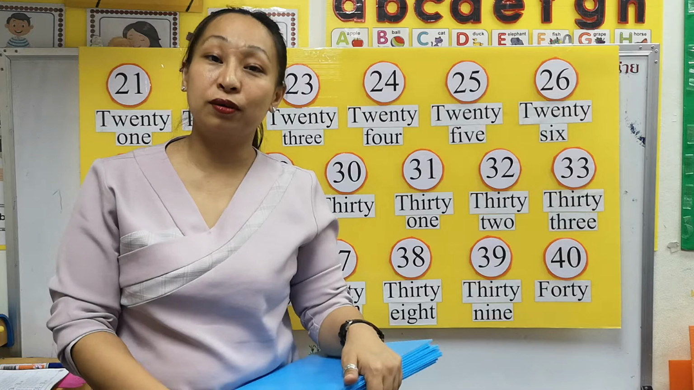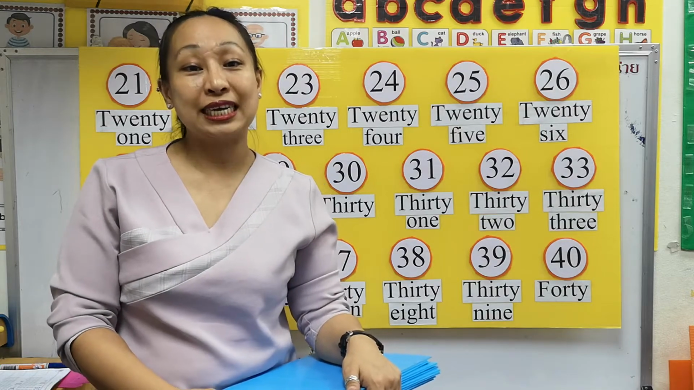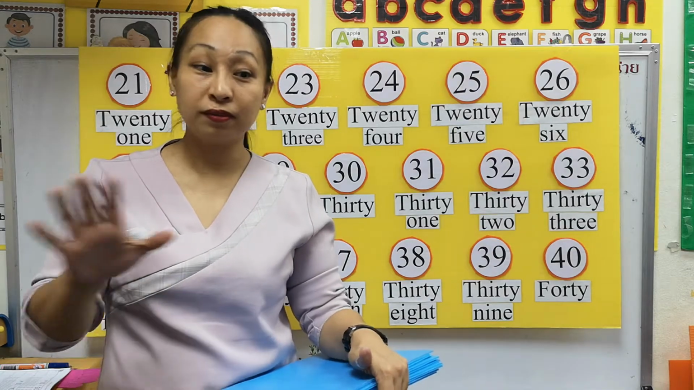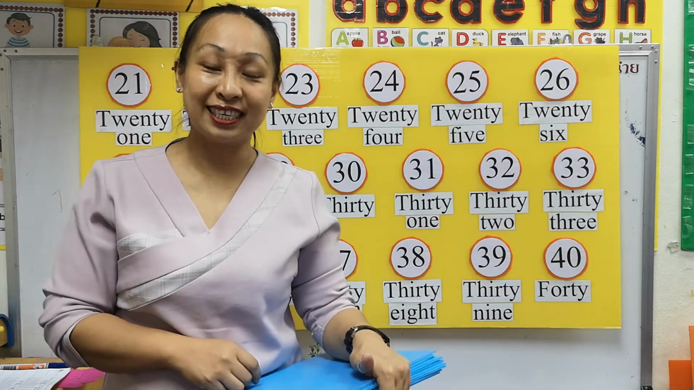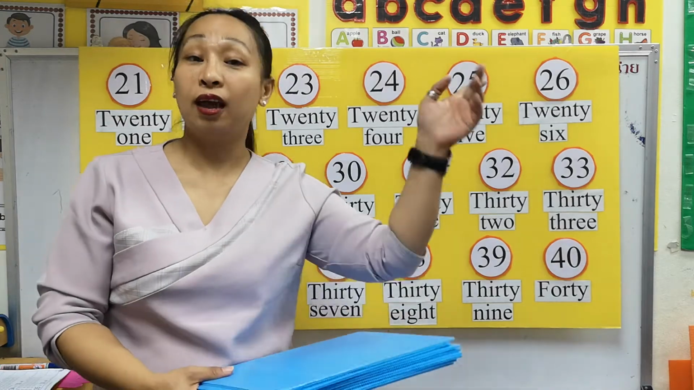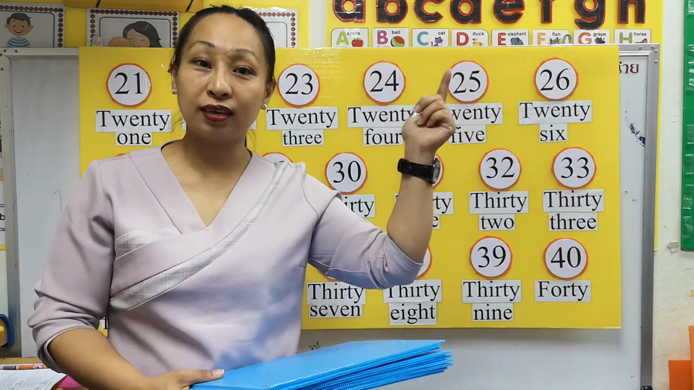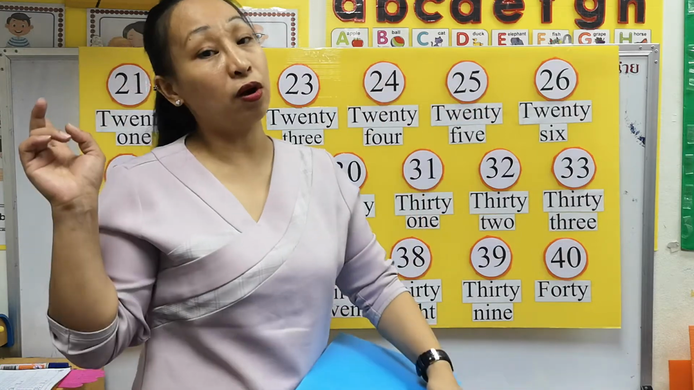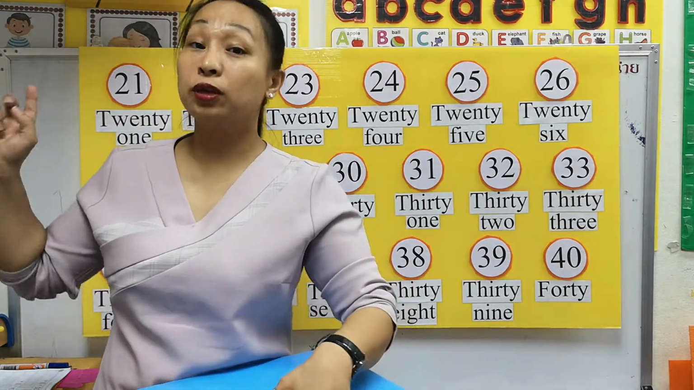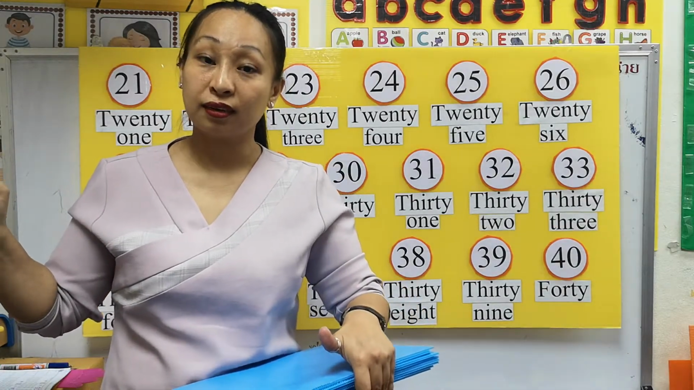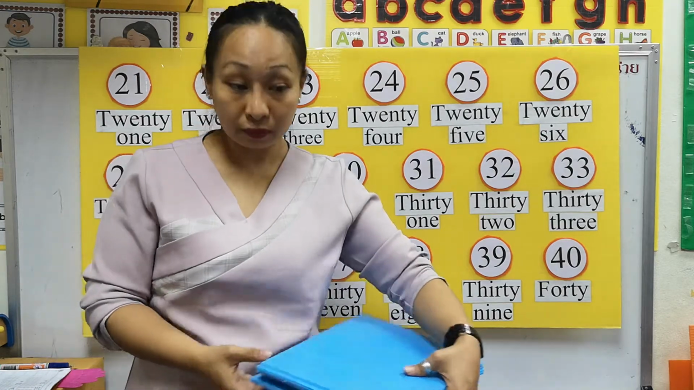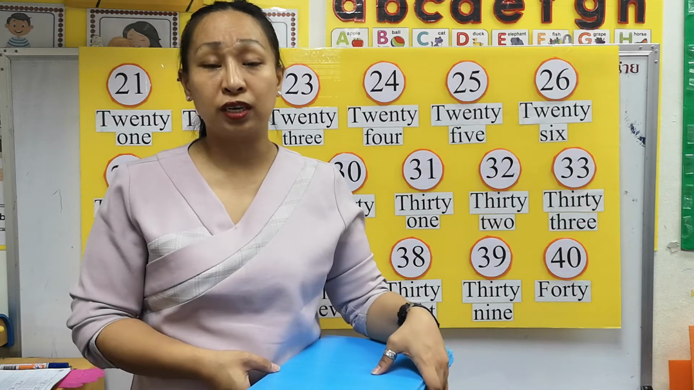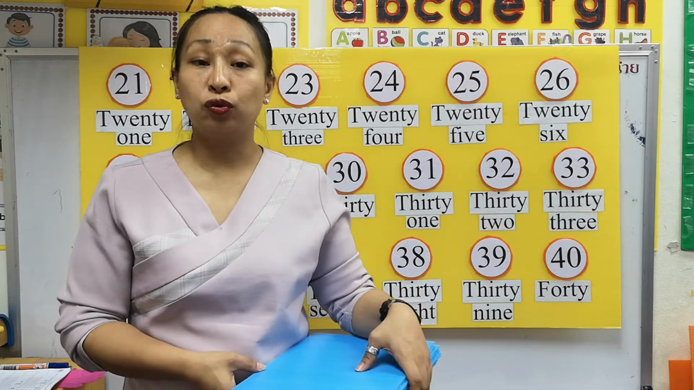Before we start, what is the day today? Monday. All right, today is Monday. How about yesterday? It was Sunday. How about tomorrow? Tomorrow it will be Tuesday. All right, Tuesday. Now, before we proceed with your topic, let us review first your numbers 11 to 20.